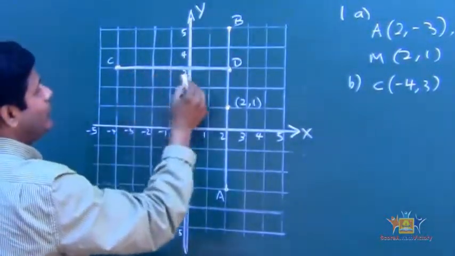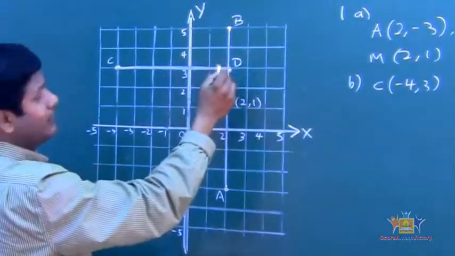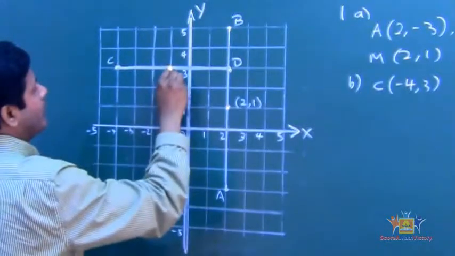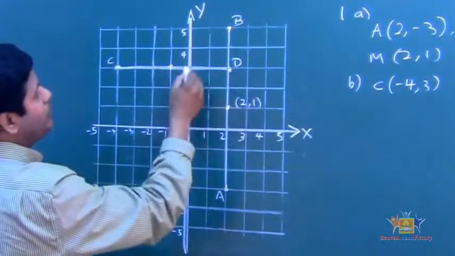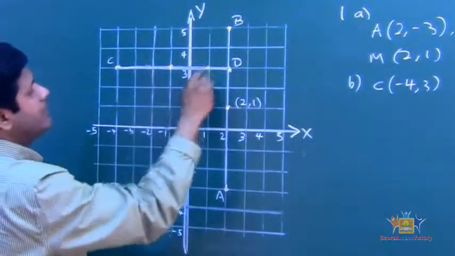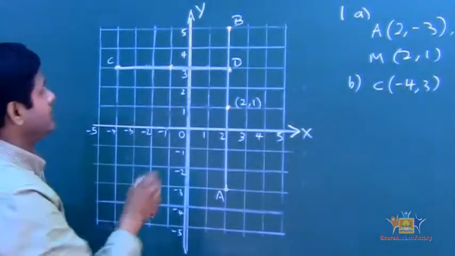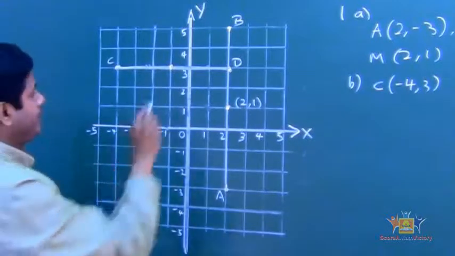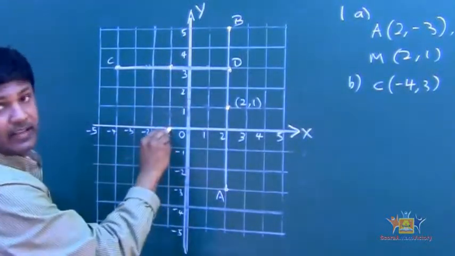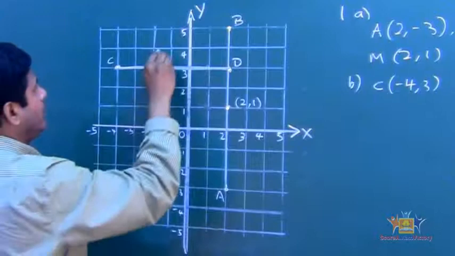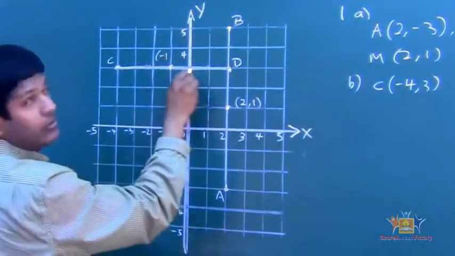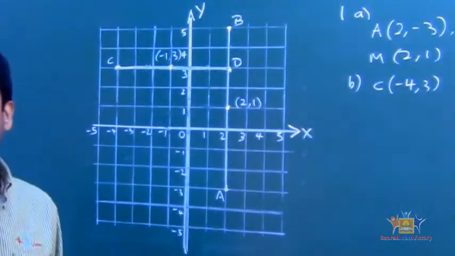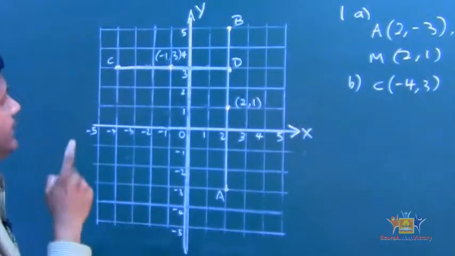1, 2, 3, 4, 5, 6. 6 divided by 2, it's 3. 1, 2, 3, right there. See, I can count either way. 1, 2, 3. See that? Both will give me same length. Alright, same distance. So that's my midpoint. So what's the coordinate for that? Let's bring straight down to the x-axis, negative 1. Alright, negative 1. And then go this way to the y-axis, 3. So negative 1, 3. Alright, that's the midpoint for CD.